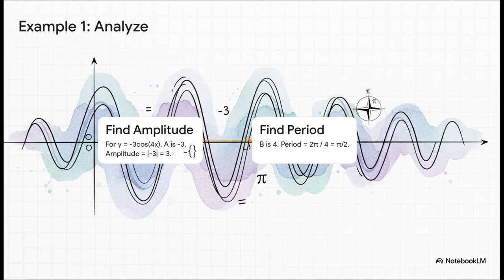Let's break it down. First up, amplitude. I see that a value is -3. But wait, amplitude is a distance, it's always positive.